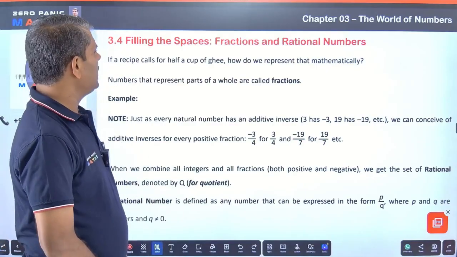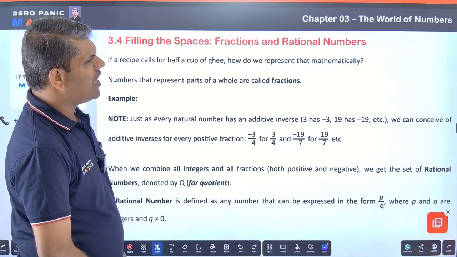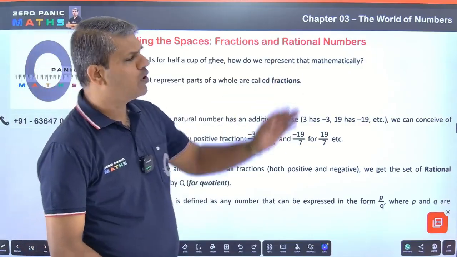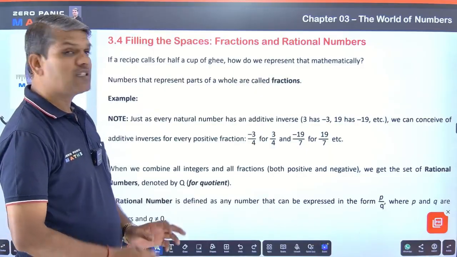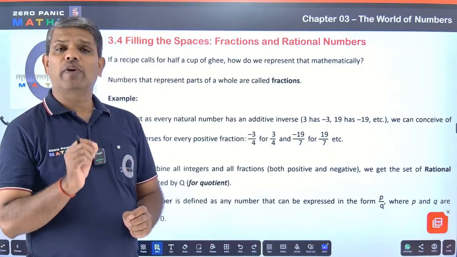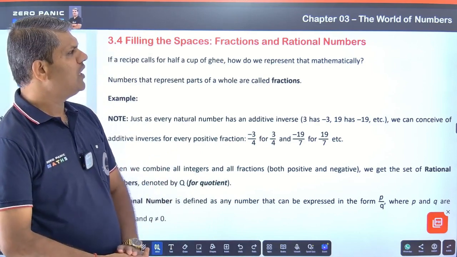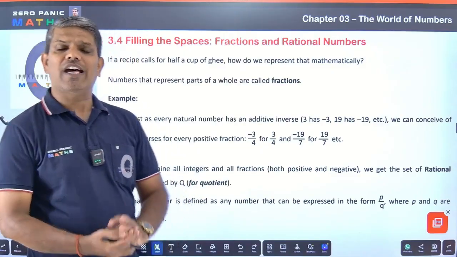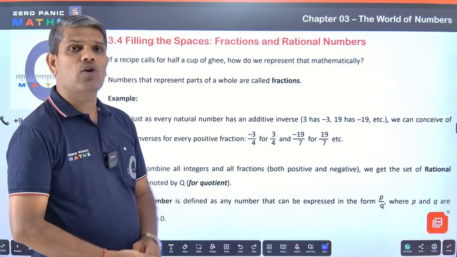Okay, in today's session, let us continue our discussion on fractions and rational numbers, a concept of the world of numbers. In the previous session, we saw exercise sets 3.1 and 3.2, wherein we discussed the different kinds of number systems, starting with the natural numbers and, included with zero, the whole numbers.